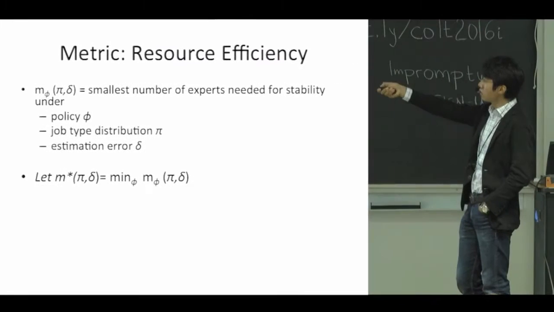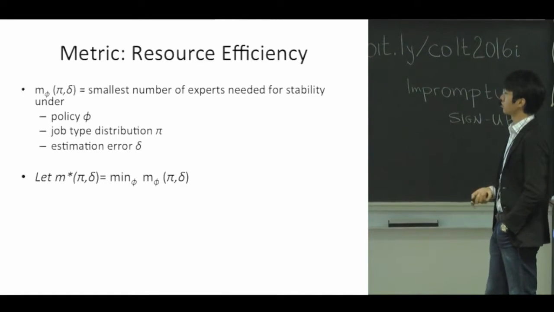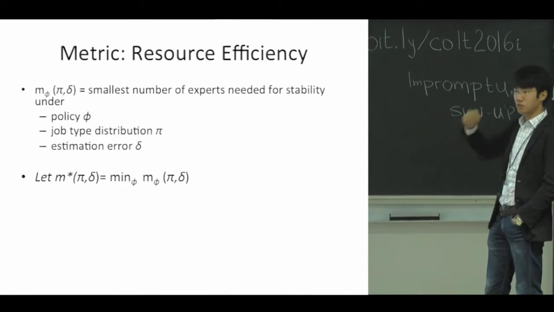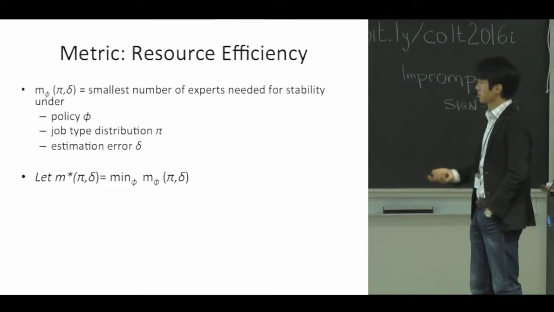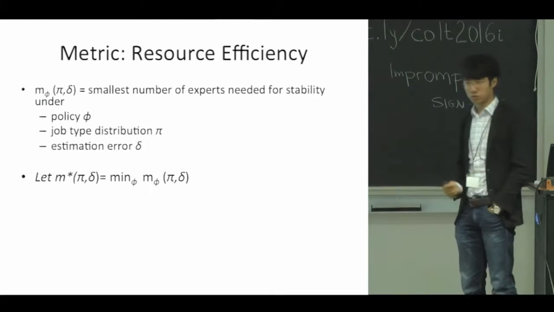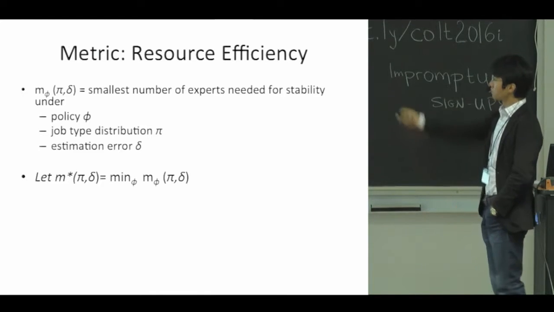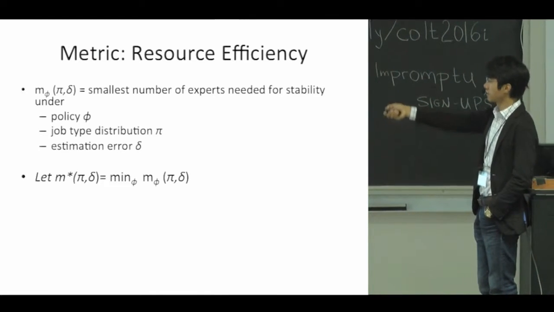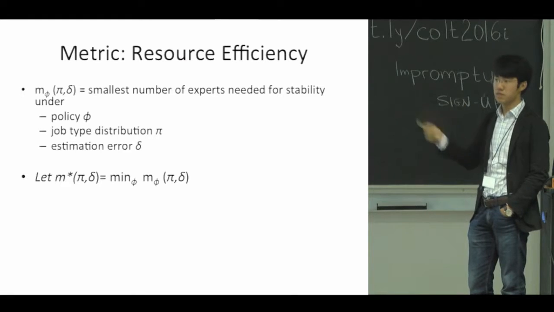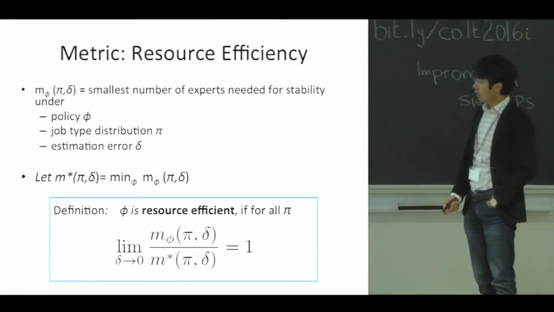So we define a quantity m(phi, pi, delta) as the smallest number of experts needed for stability under the following: I'm using some policy phi, the job type distribution is pi, and my required estimation error is delta. Now, if you look at this expression, it says that if my delta is very small, I want the job to be labeled very accurately, then I probably need a lot of people, because each job will require many more inspections to make sure the type is right. Then we can define another quantity, m star, as the optimal policy, given the input parameter pi and accuracy parameter delta. I take the min over the universe of all causal policies as a performance benchmark. Now we can compare them.